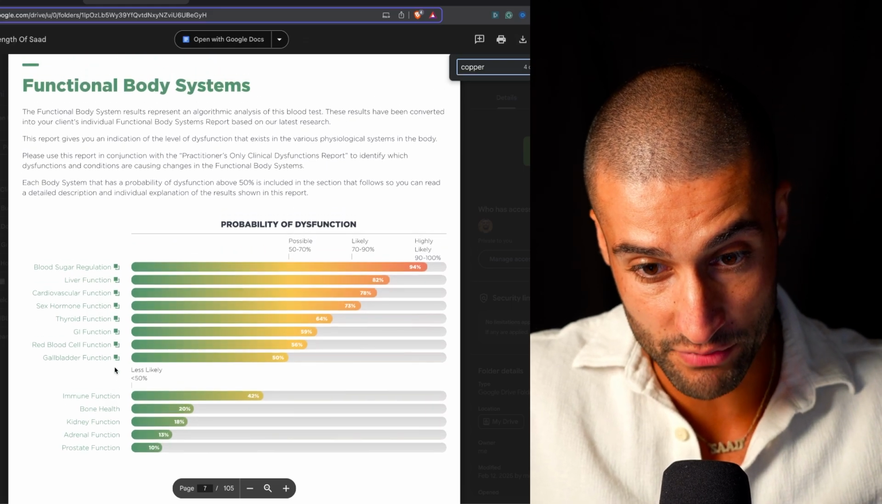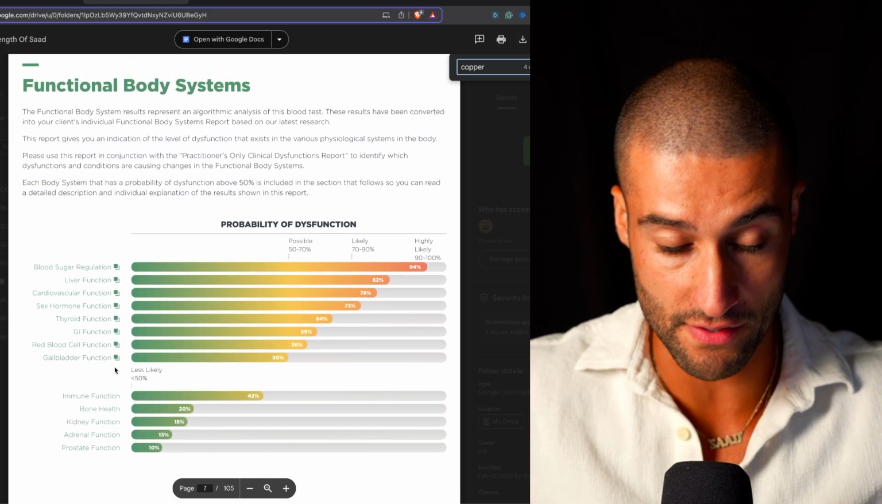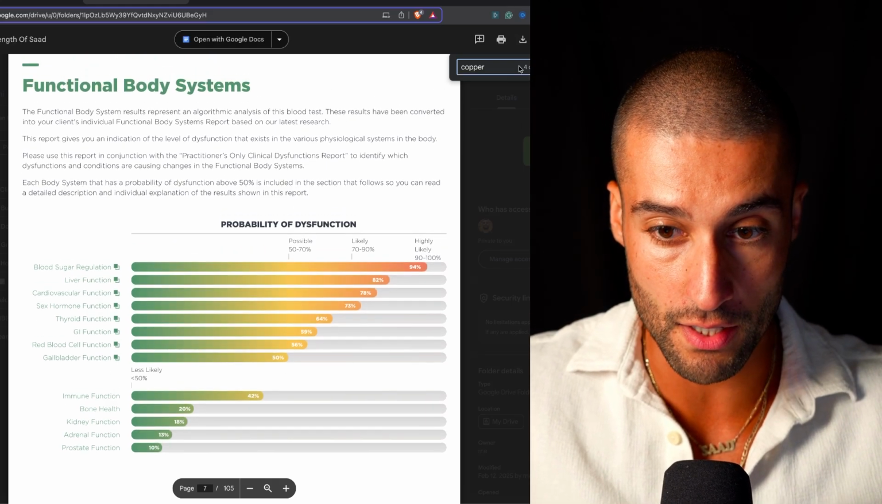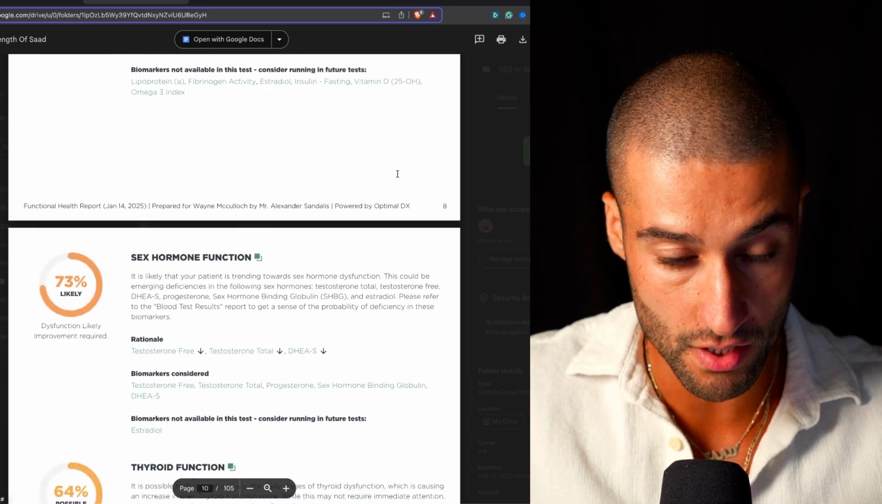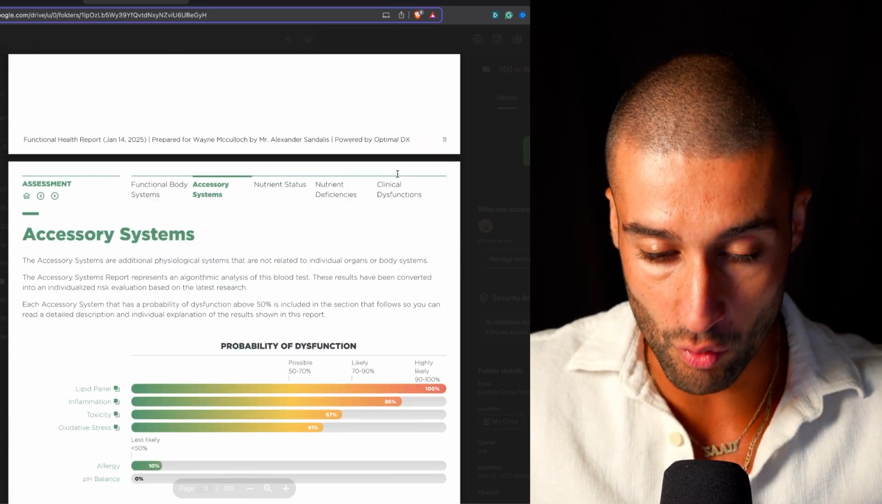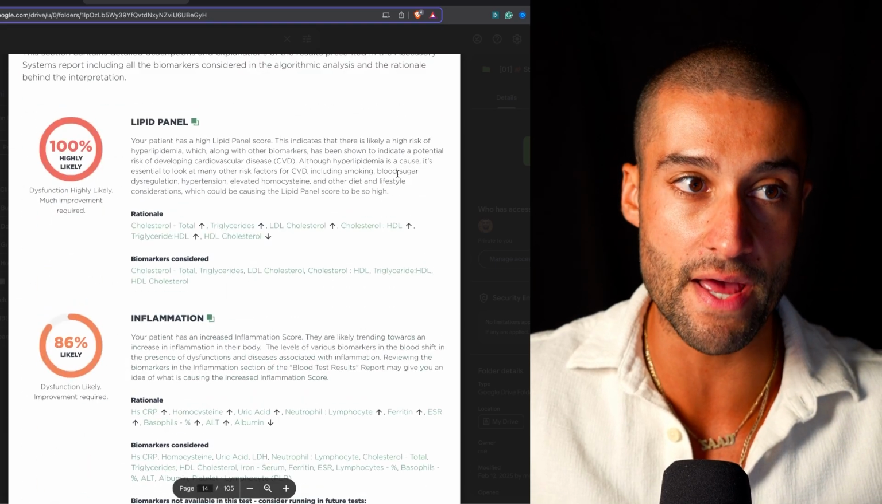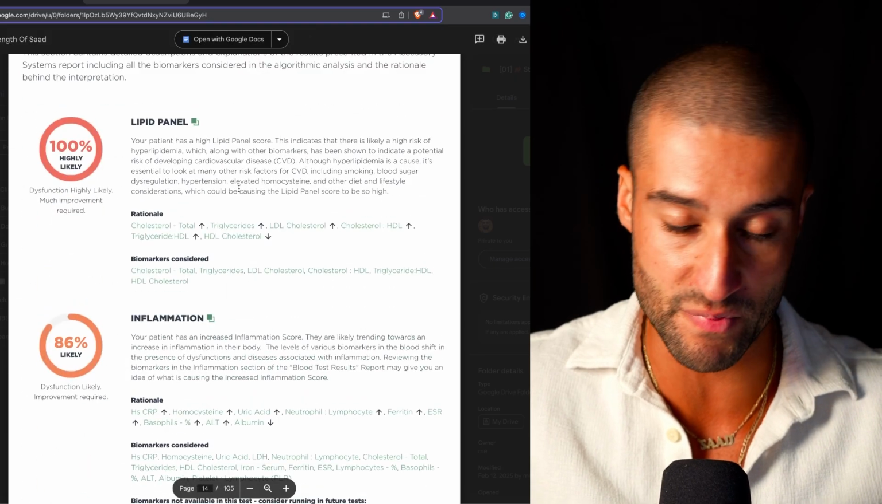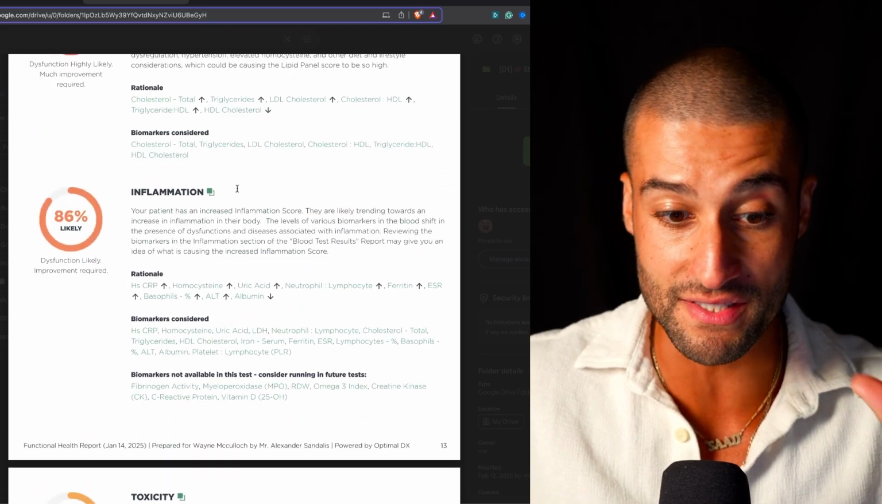So what I'm going to end up showing you is this in the end, and all the different dysfunctional components of the analysis that we have identified: thyroid, GI, red blood cell, gallbladder. We're going to go through major body systems and the major underlying issues that this particular patient is going through, particularly with his lipids, inflammation.